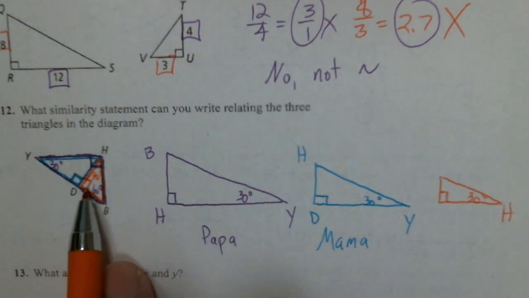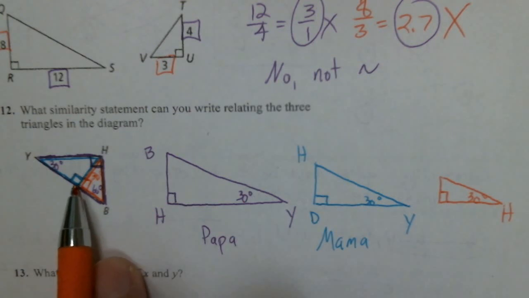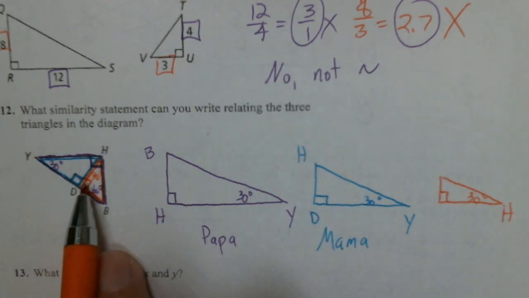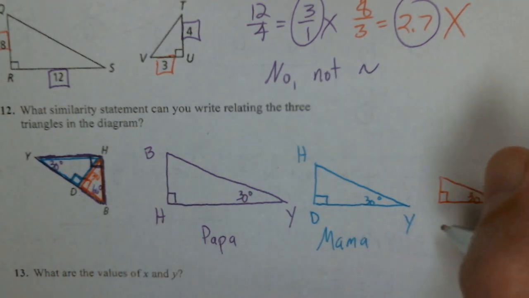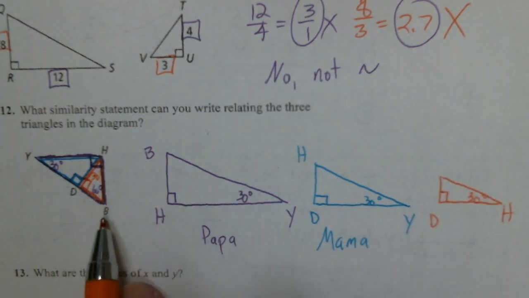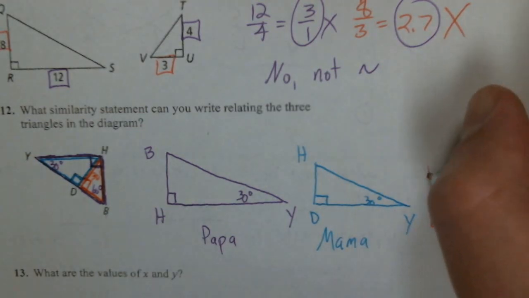Okay, the box for the orange triangle is down here at D, because both of these angles have to be supplementary. They both have to add up to 180. So the box will be D for the baby triangle, and of course the third letter for the baby triangle will be B.